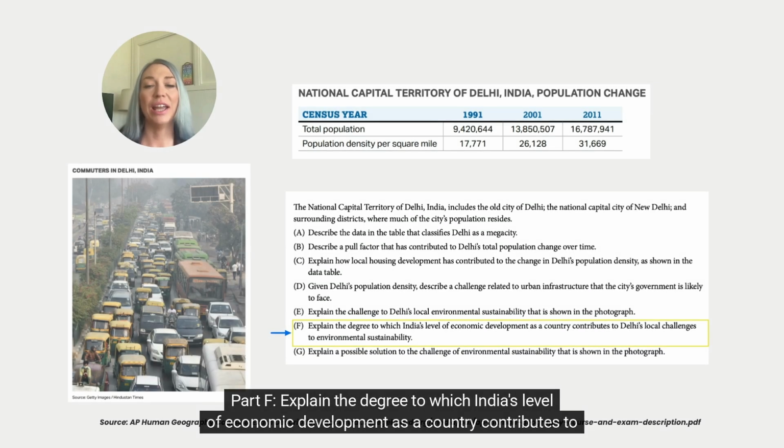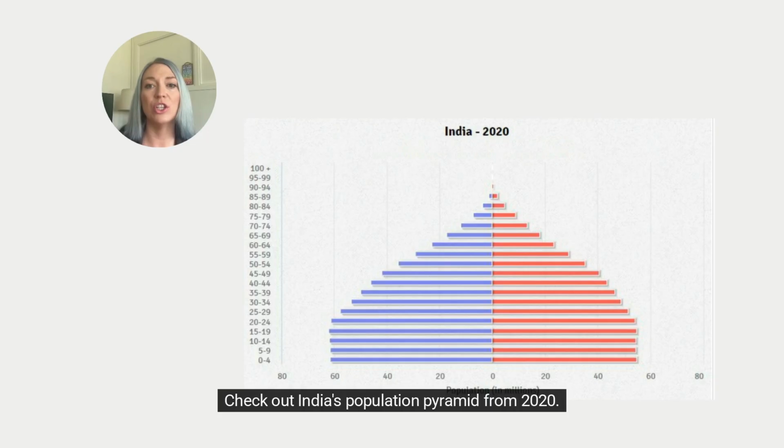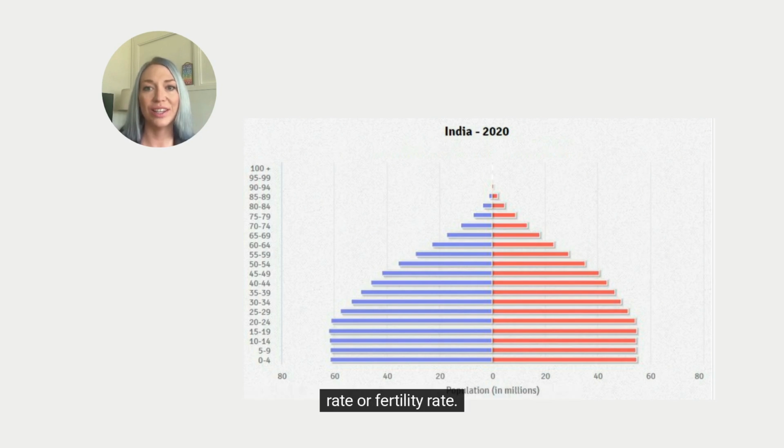Part F, explain the degree to which India's level of economic development as a country contributes to Delhi's local challenges to environmental sustainability. Check out India's population pyramid from 2020. The slope of the pyramid can indicate the death rate, and the width of the base is related to the birth rate or fertility rate.